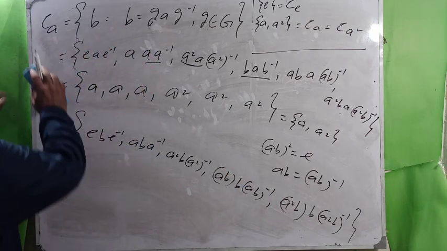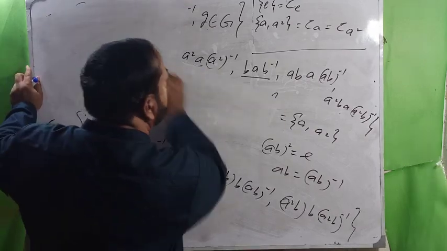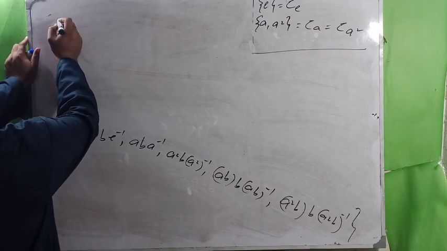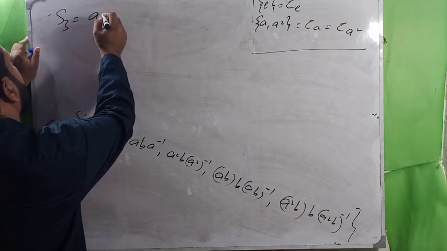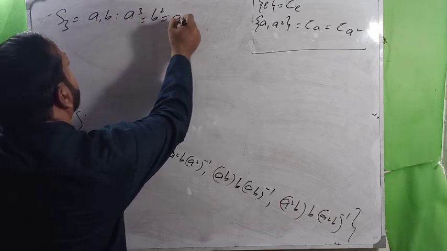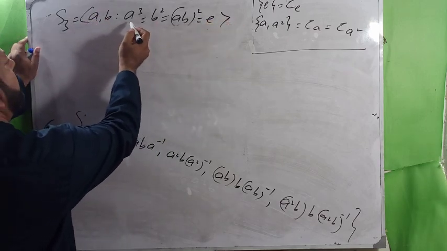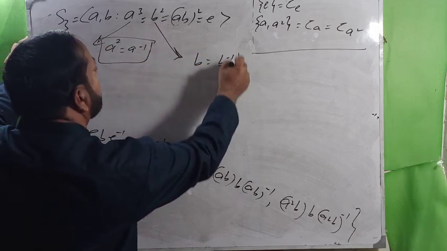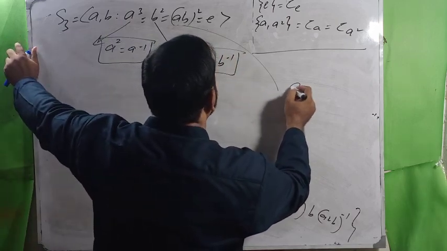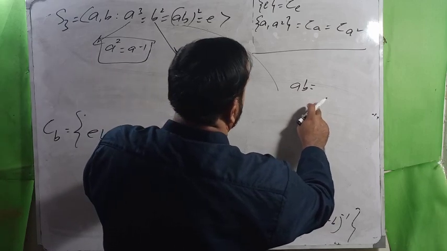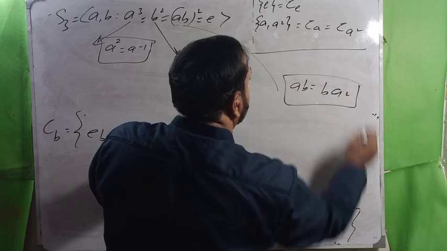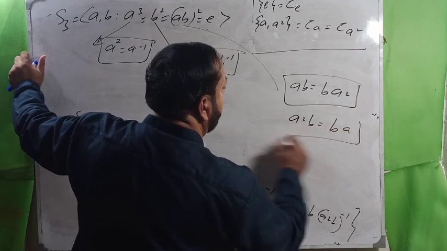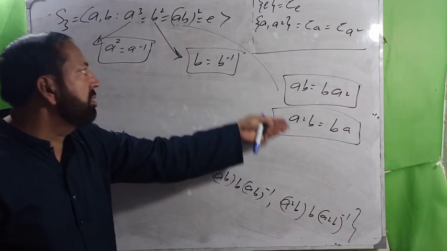So just like a game, you can play with these elements by simplifying them as I have elaborated, because we have calculated some relations. What are those relations? I can write them again. For S3, we had A B A cube B square AB square is equal to E. From here we have established A is equal to A inverse, B is equal to B inverse, AB is equal to B A square, and we also have established that A square B is equal to B A.